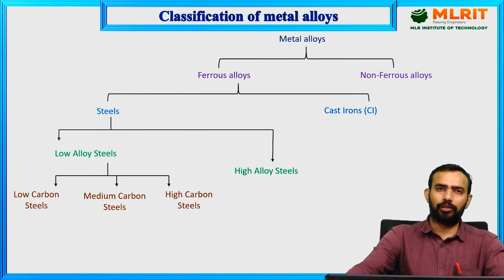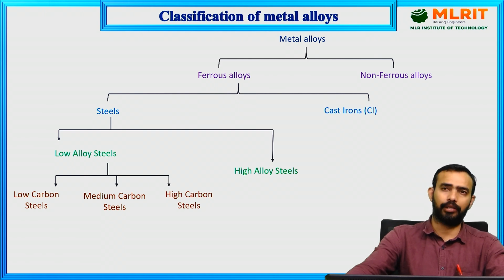Based on the carbon content, these low alloy steels can be subclassified, and these are also called plain carbon steels. Only carbon is the alloying element in these steels. Based on the carbon weight percentage, again these are subclassified into three categories. One is low carbon steels, then we have medium carbon steels, then we have high carbon steels.